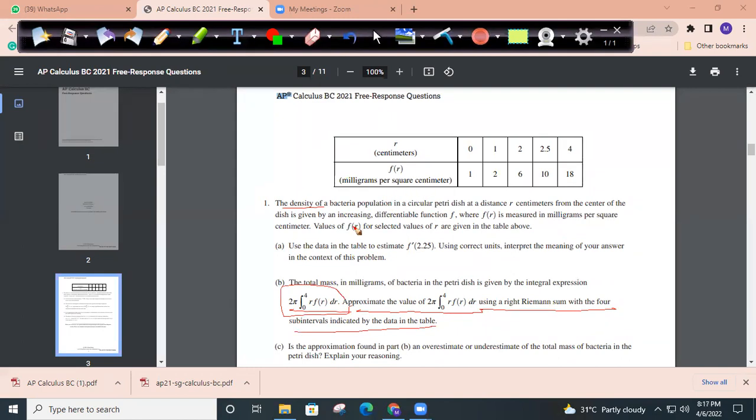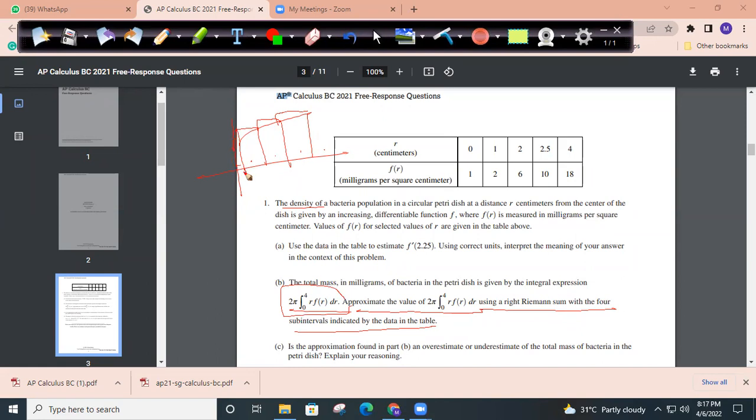Riemann sum is an approximation to find area under curves. Suppose I have a curve like this. If I divide it into 4 rectangles, I can do it like this. Now I can use the left Riemann sum or the right Riemann sum. What is the meaning of the left Riemann sum?